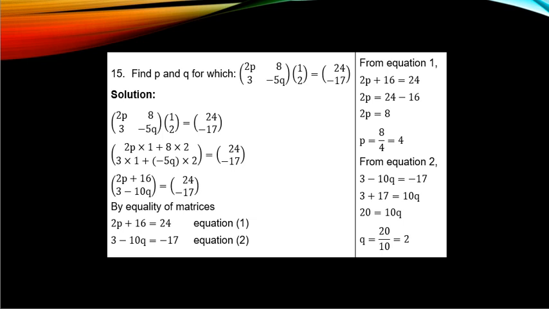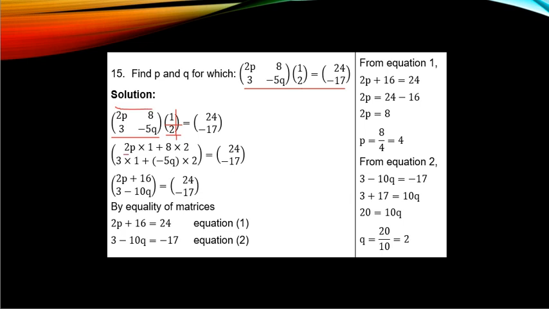Okay, we have example 15. Find PQ for which this matrix multiplied by this matrix is equal to this matrix. If you check the left hand side, the two matrices, one is 2 by 2, while this one is 2 by 1. That is 2 rows and 1 column. So you have 2 by 2 and 2 by 1. That shows that the number of columns in the first matrix is equal to the number of rows in the second matrix. For this reason, multiplication is valid, where you have the first row times the only column.